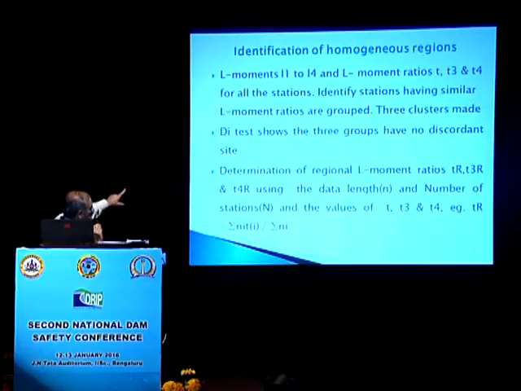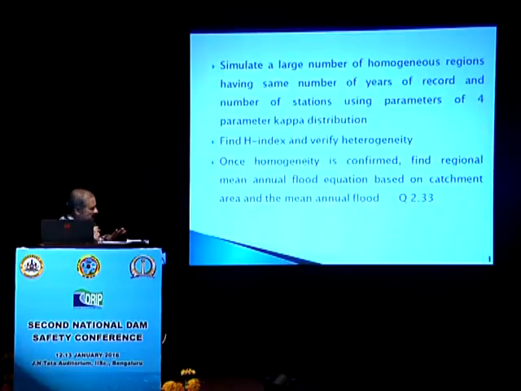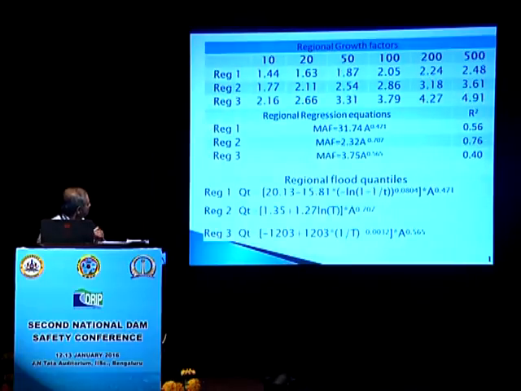So L moments, these were worked out, and the similar stations were identified. The discordancy (DI) test as prescribed by Hosking, the heterogeneity index, and all those prescriptions given in the books were followed using an Excel sheet. We used only MS Excel; we didn't have any sophisticated software. These are the growth factors we got on the regional scale.